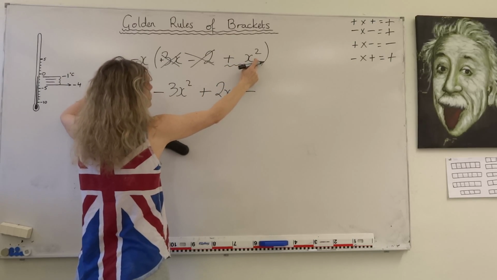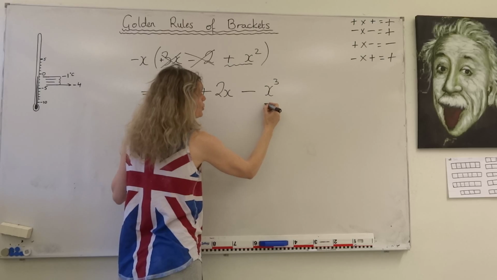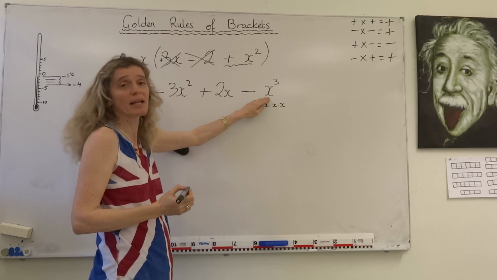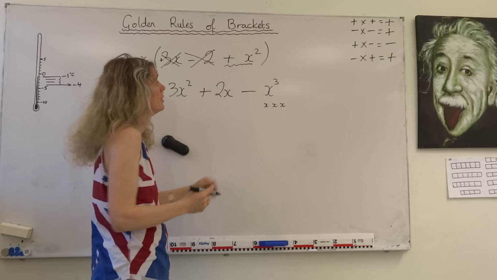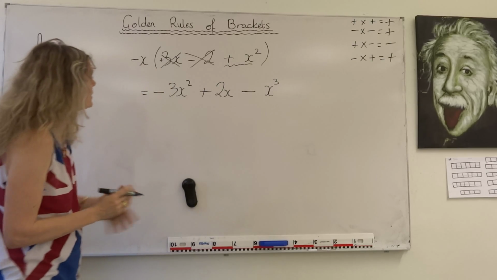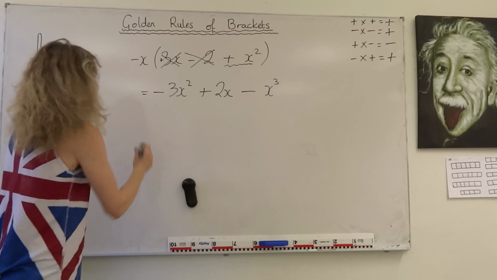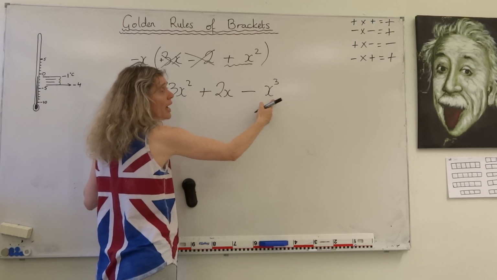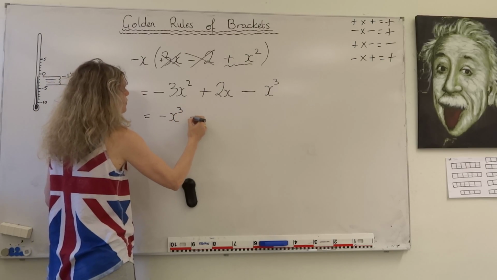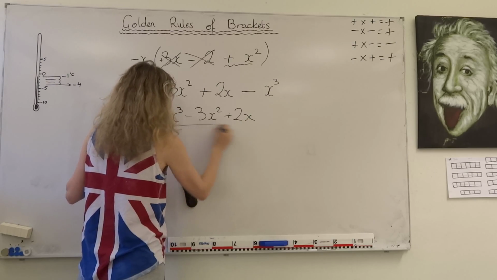x times x squared is the same as x cubed, because x cubed just means x times x times x. It means 3 lots of x multiplied by each other. So x times x times x. And this would be the most simple term of that. Usually in maths we start with writing the highest order of x first. So we'd end up with minus x cubed minus 3x squared plus 2x as being our answer.